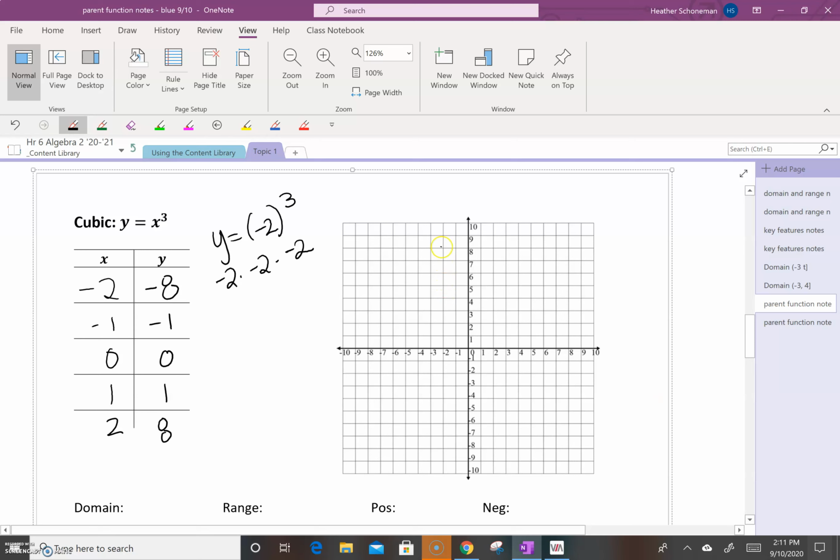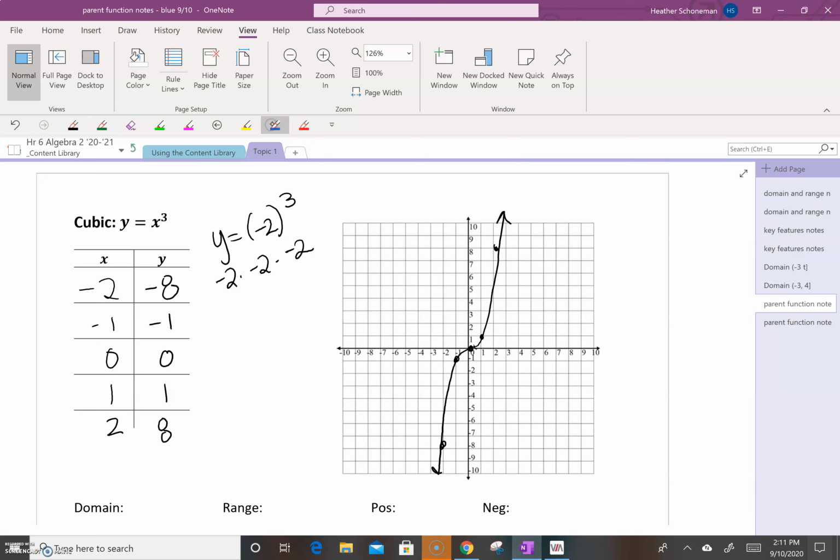So -2 to -8. I'm plotting these ordered pairs, these points. Whoa, I graphed them in the wrong spot. Ignore that. Those are right: -1, -1, -2, -8. I apologize. So your graph is going to look like that.